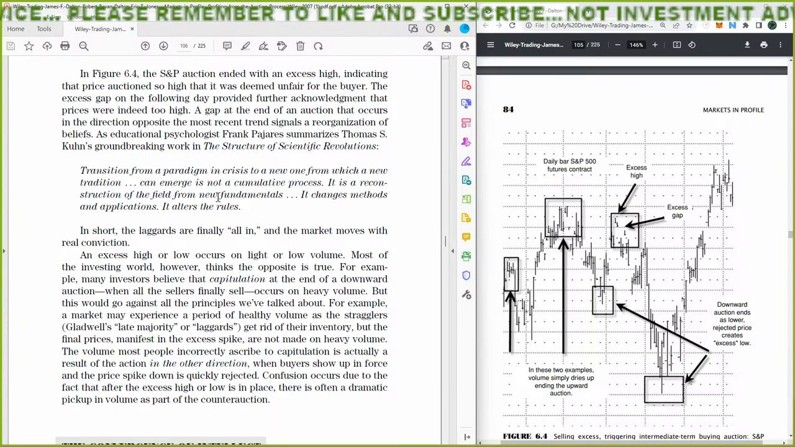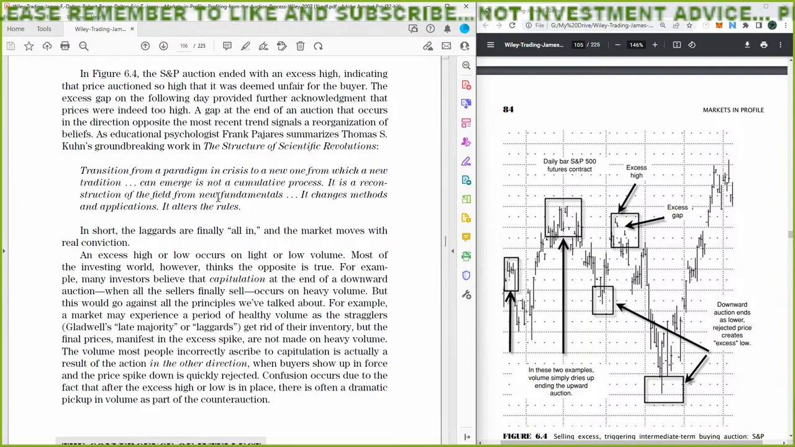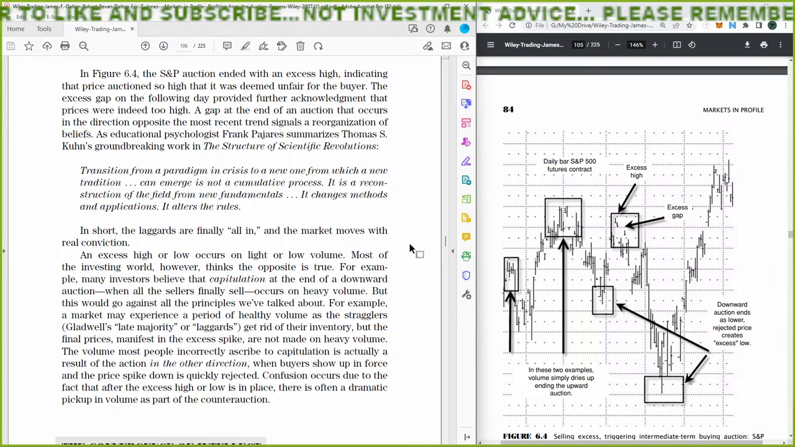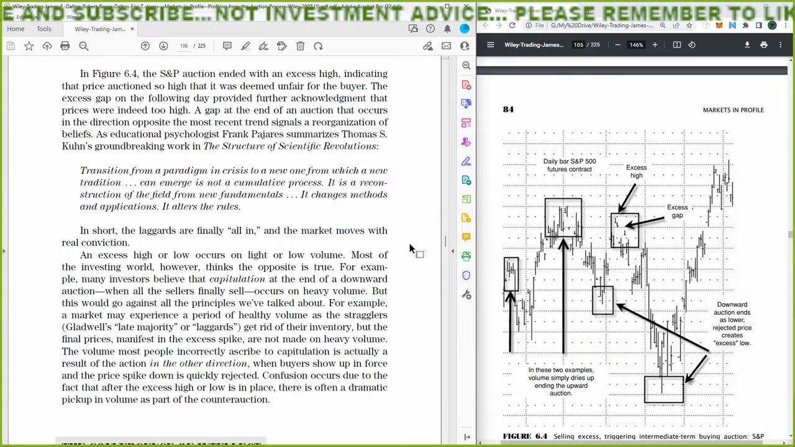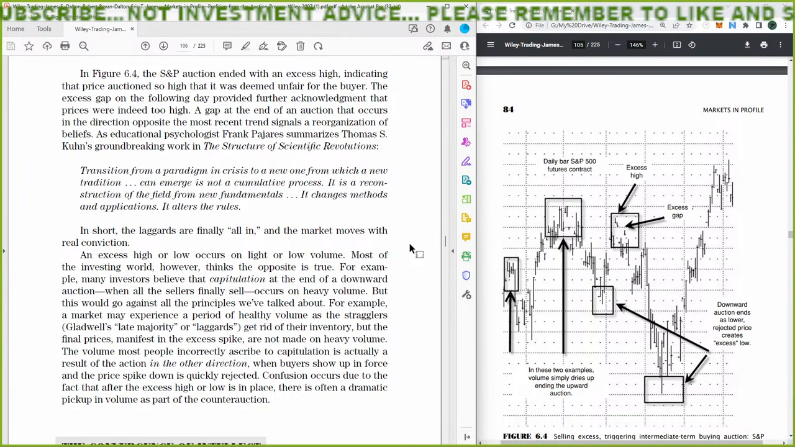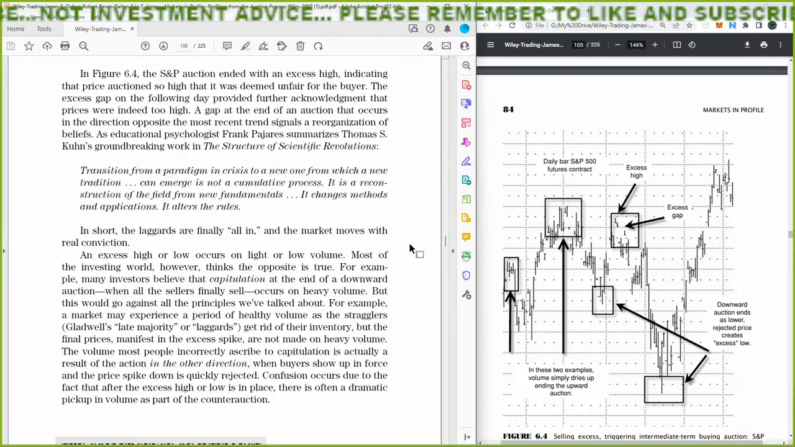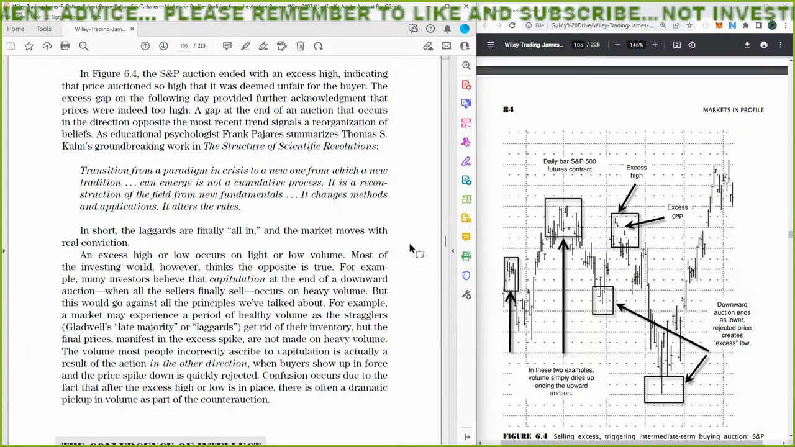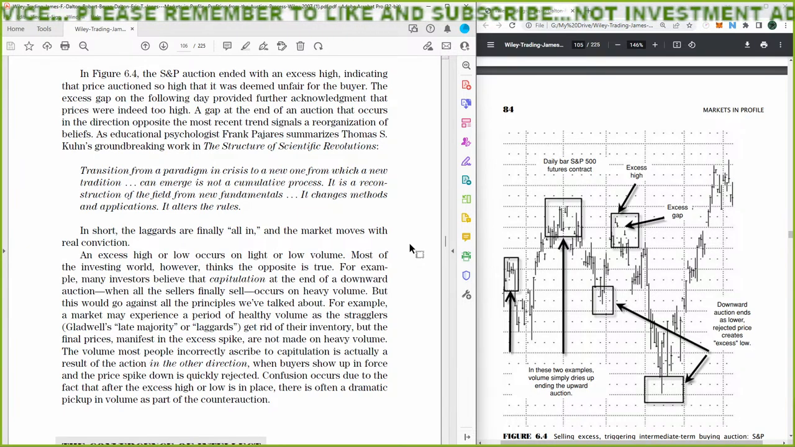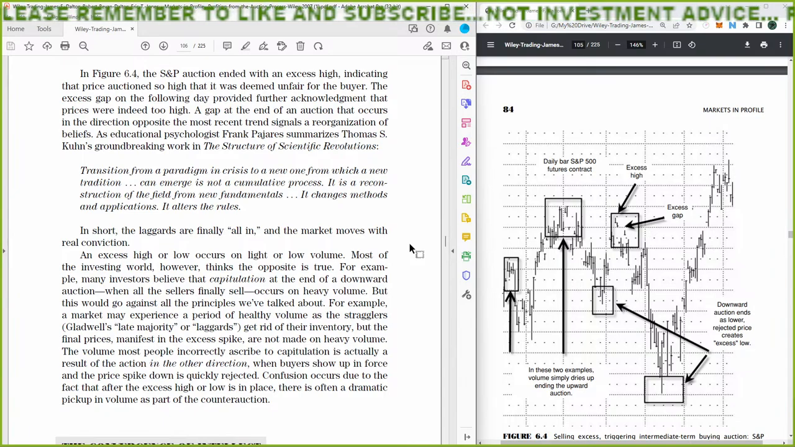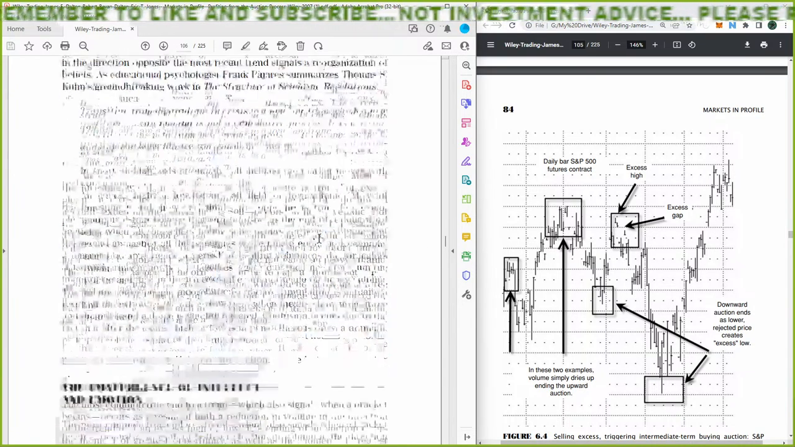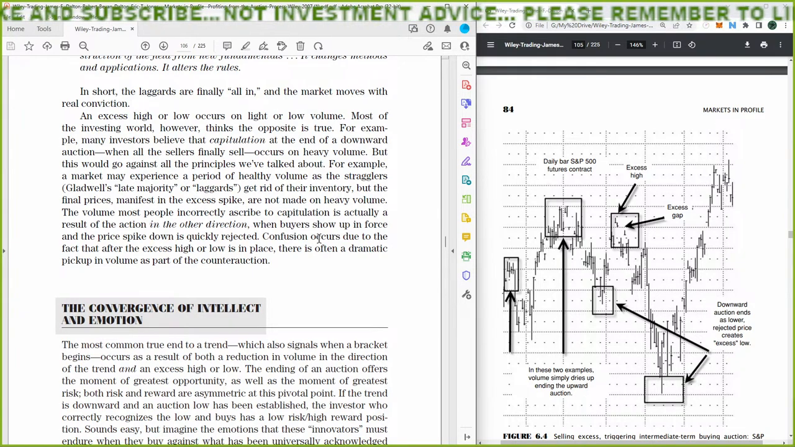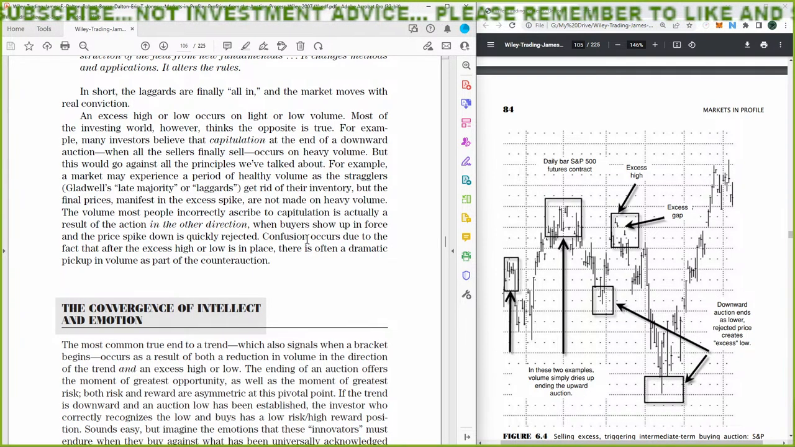Kuhn's groundbreaking work in The Structure of Scientific Revolutions, transition from a paradigm in crisis to a new one from which a new tradition can emerge is not a cumulative process. It is reconstruction of the field from new fundamentals. It changes methods and applications. It alters the rules. In short, the laggards are finally all in, and the market moves with real conviction.